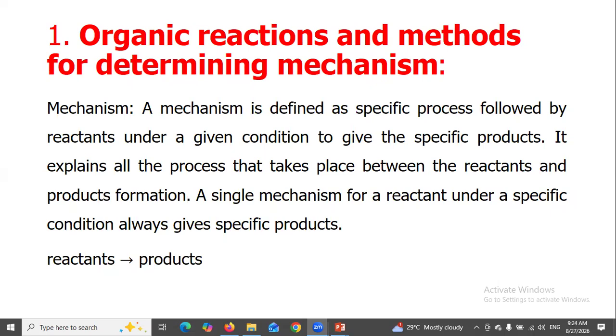Okay, organic reaction and methods for determining the mechanism. First of all, we define the mechanism.